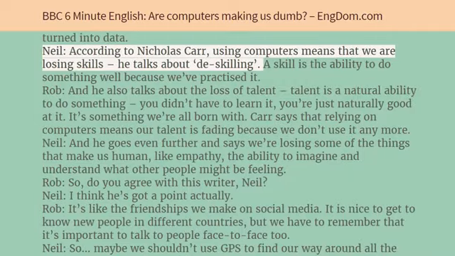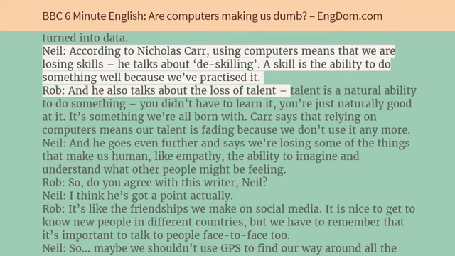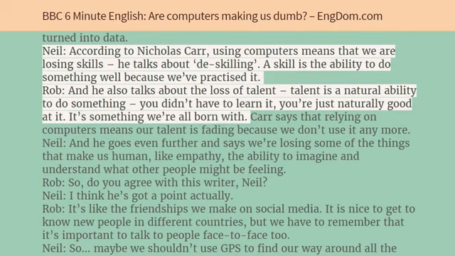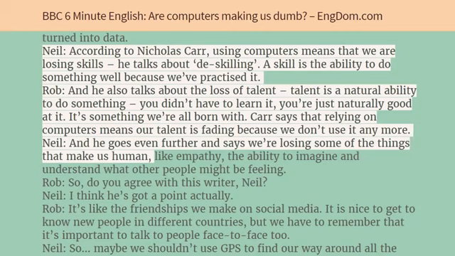According to Nicholas Carr, using computers means that we're losing skills. He talks about de-skilling. A skill is the ability to do something well because we've practiced it. And he also talks about the loss of talent. Talent is a natural ability to do something. You didn't have to learn it, you're just naturally good at it. It's something we're all born with. Carr says that relying on computers means our talent is fading because we don't use it anymore. And he goes even further and says we're losing some of the things that make us human, like empathy, the ability to imagine and understand what other people might be feeling.